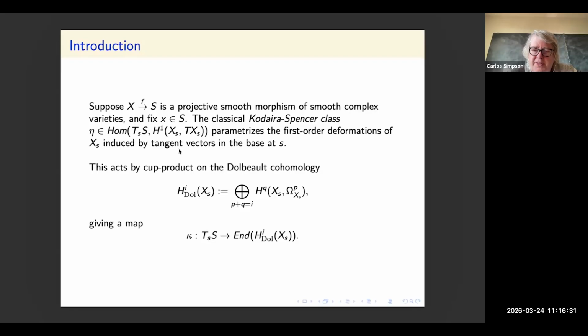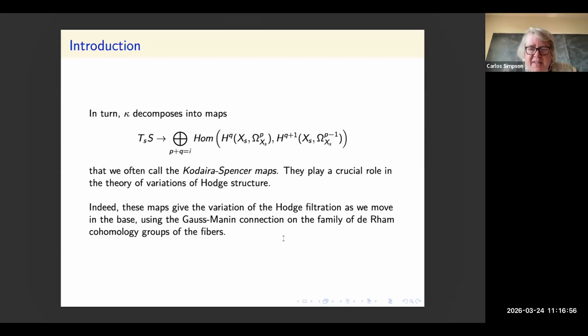And then this acts on Dolbeault cohomology. So the Dolbeault cohomology is the direct sum of H^q of Omega^p, and it acts just by cup product. So cup product is going to increase the q value and decrease the p value by one. We contract the tangent space with the differential form, and we get a map from the tangent space into the endomorphisms of the Dolbeault cohomology. This is basic stuff, which I learned from Phillip Griffiths in his class. This is my main connection with Don Spencer, really, this whole concept, which I learned from Phil.